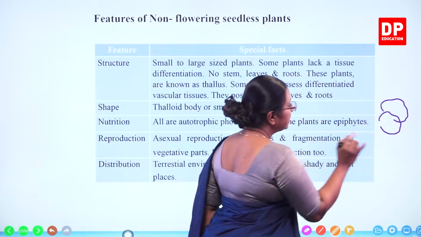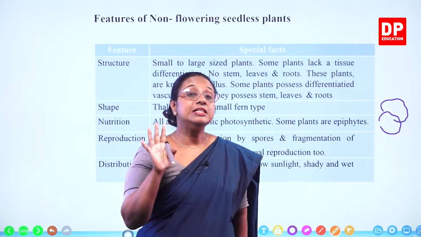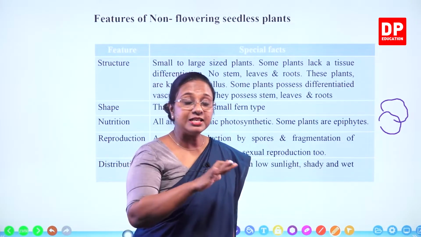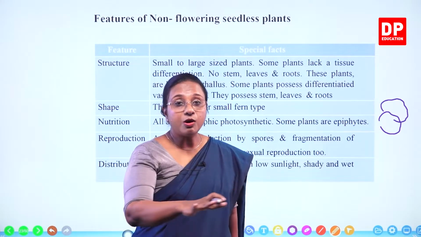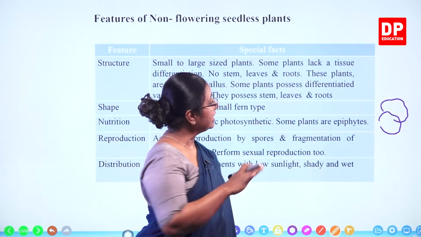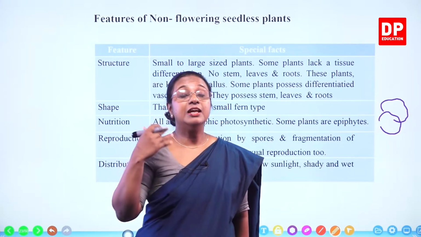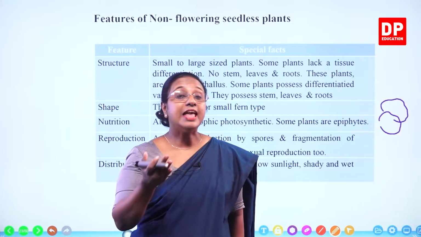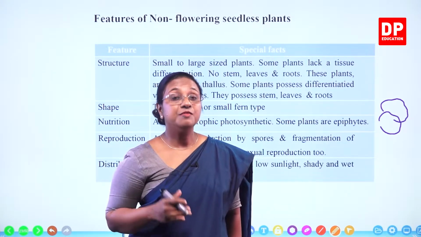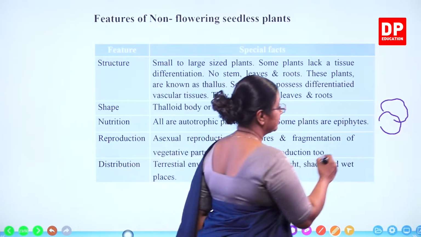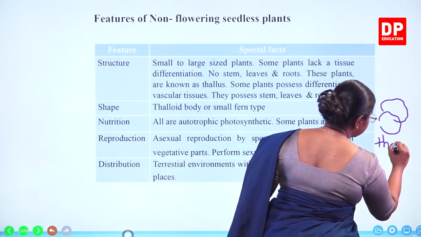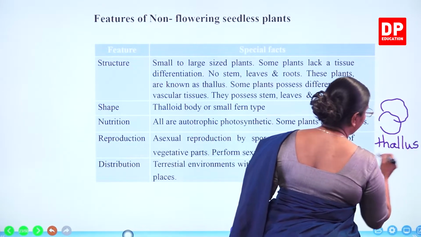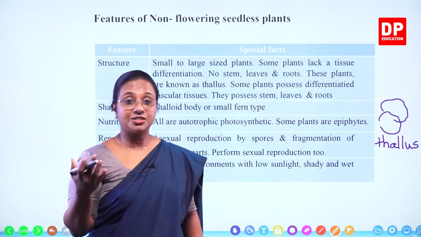Here there is no particular tissue differentiation. The plant itself is growing along the surface of the soil and it doesn't have very defined tissues, or tissue differentiation is absent. Then what do we call that structure? We call them thallus structures or thalloid structure. This is a thallus body form or thalloid structure.